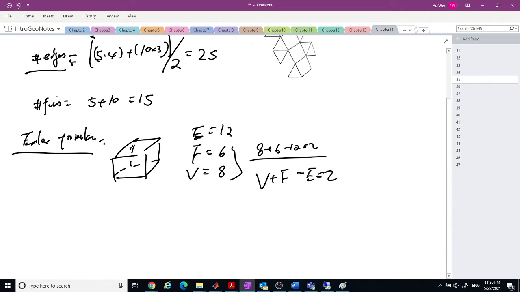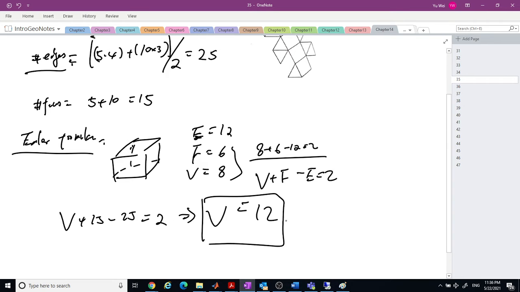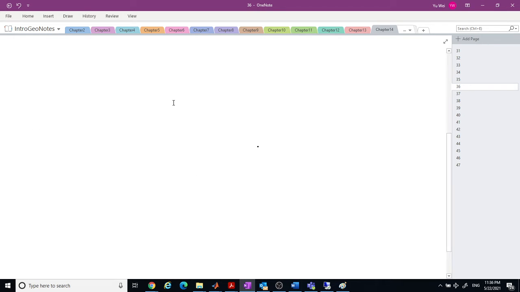Okay, so now let's apply this one. So V plus 15 minus 25 is equal to 2. So V equals 12.